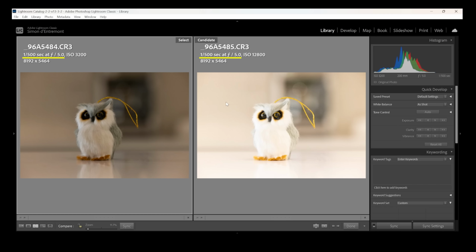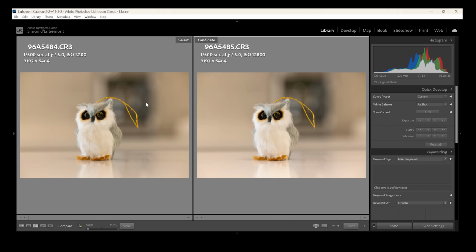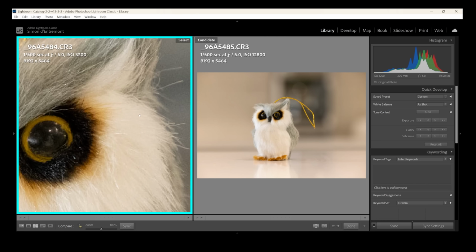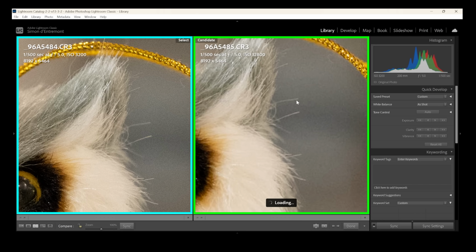Let's have a look at these two images taken of my little owl buddy. Both of these photos are taken at 1/500th of a second at f5 using a Canon R5. But the ISO is 3200 on one and 12800 on the other, two stops apart. The ISO 12800 image is brighter and its histogram is pushed off to the right, so what we'd call an image using the ETTR technique, but using the ISO to brighten the image. When I match the exposures by raising one image by one stop and lowering the brighter one by one stop, the noise profile at 100% zoom is identical.